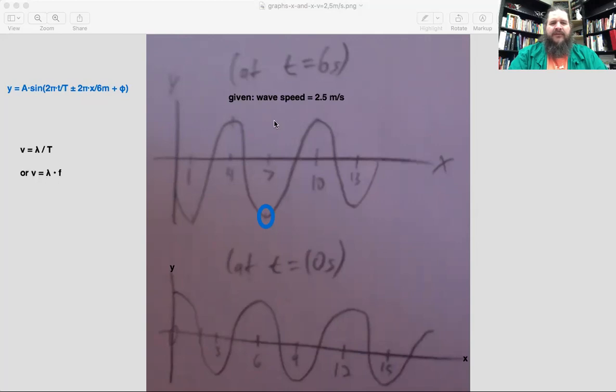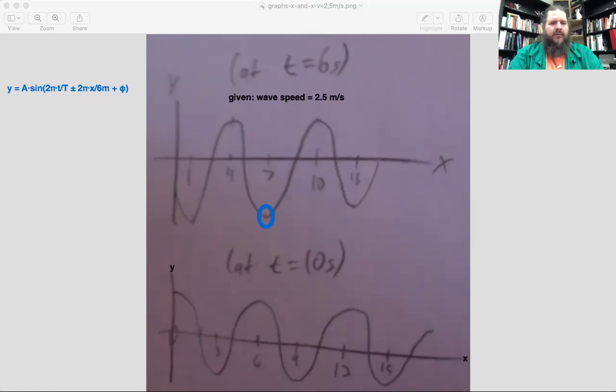We know the speed is 2.5 meters per second. We know the wavelength is 6. So let's go ahead and figure that out. 2.5 meters per second equals wavelength, 6 meters, times frequency. And then how would we solve for frequency? Divide both sides of the equation by 6. Yeah. Right, divide both sides by 6.